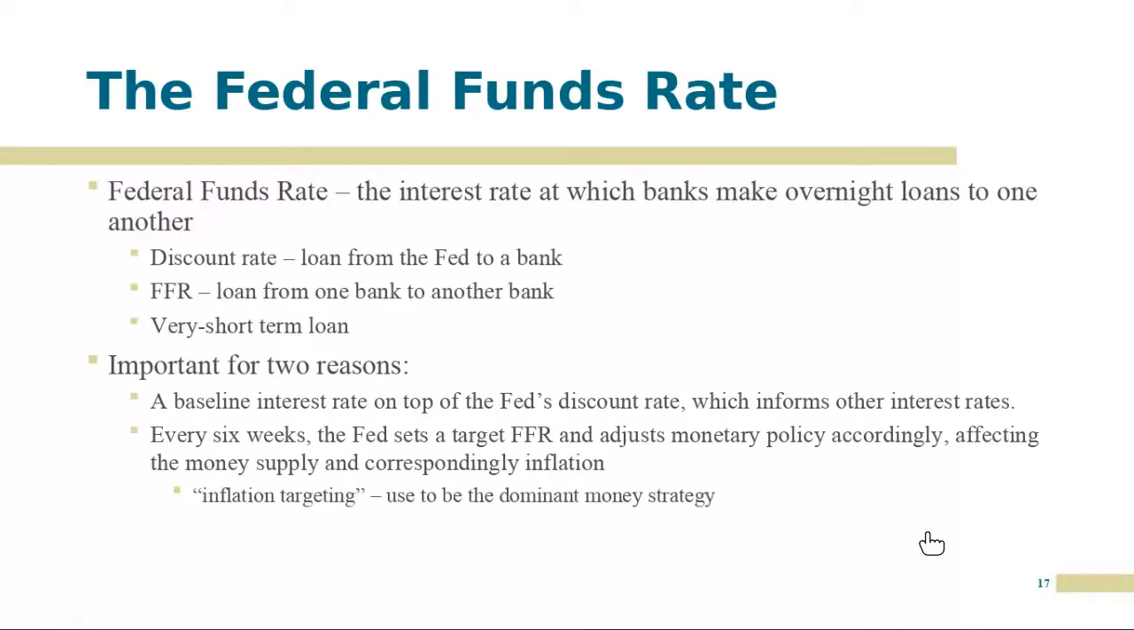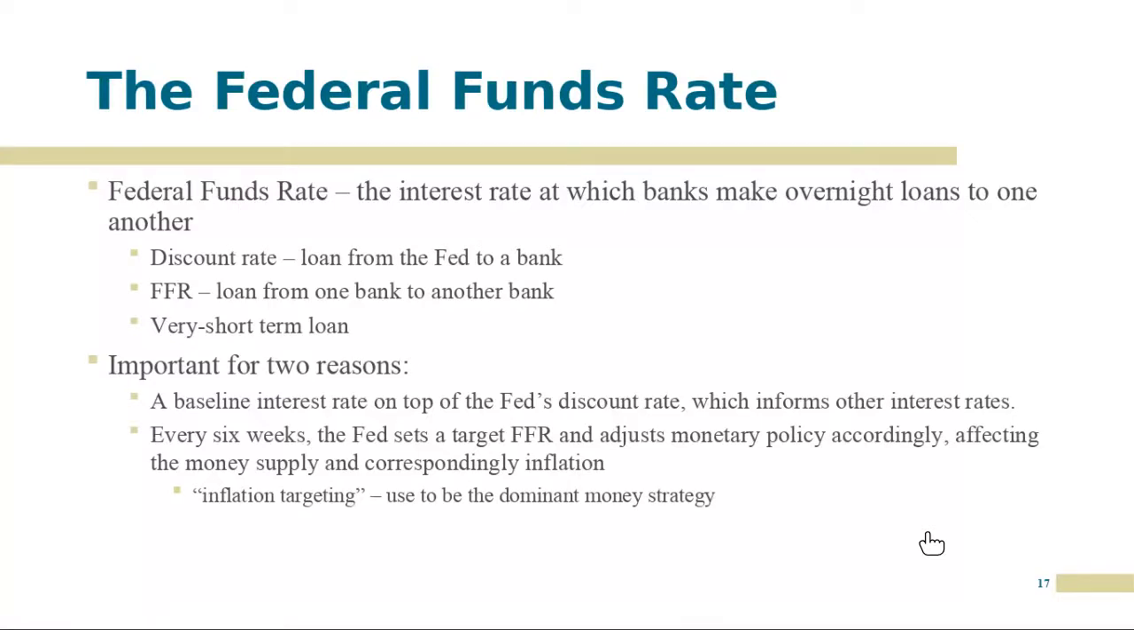Now, before we go, we're getting down to the final few slides here. The federal funds rate is another way in which the Federal Reserve influences the money supply. This is the interest rate at which banks make overnight loans to one another. So the discount rate is a loan from the Federal Reserve to a bank, but the federal funds rate is a loan from one bank to another, and it's a very short-term loan.